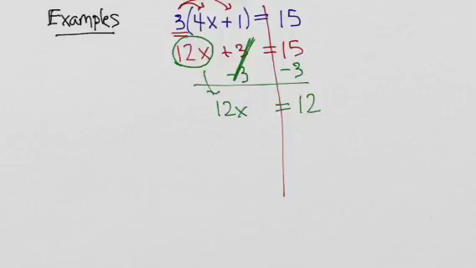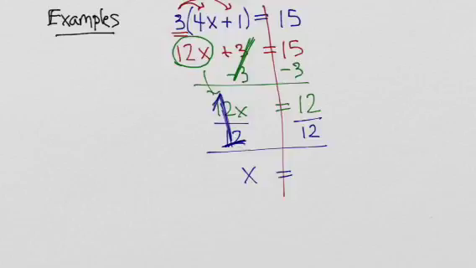I got rid of the 3, but now I need to get rid of the times by 12. The opposite of timesing by 12 is going to be dividing by 12. On the left-hand side, 12 divided by 12, it doesn't cancel. It makes 1. But when I write 1x, I don't write the 1.